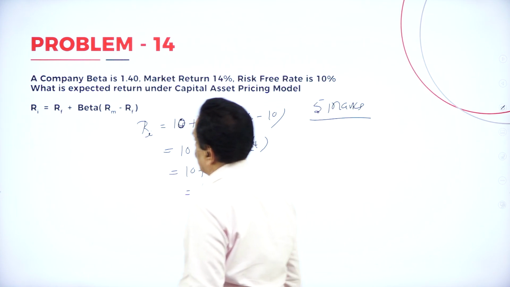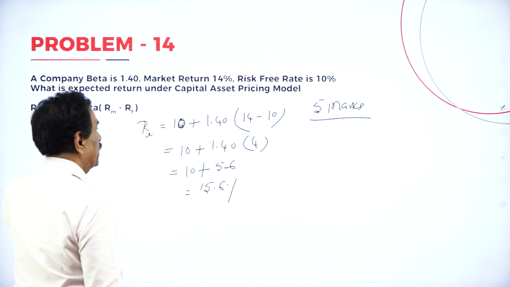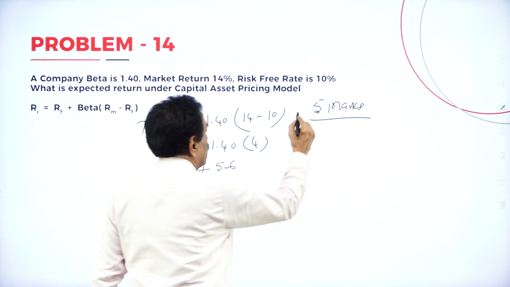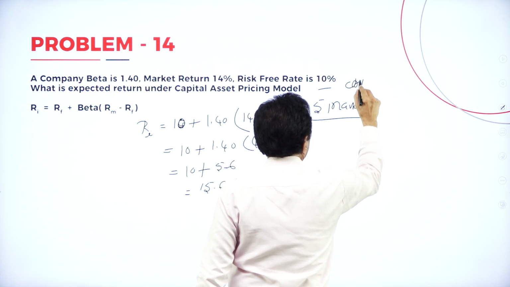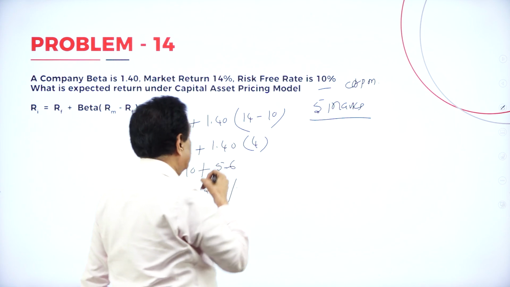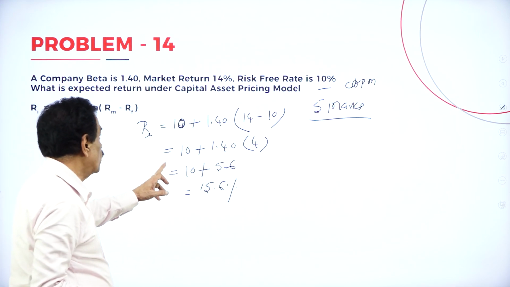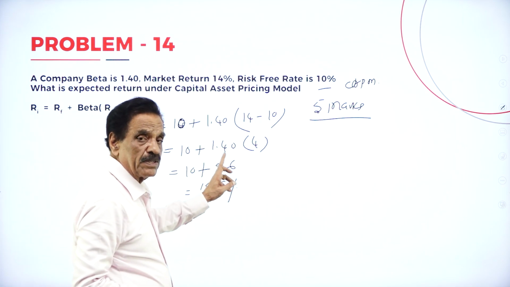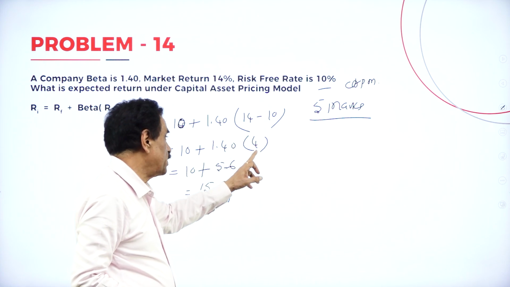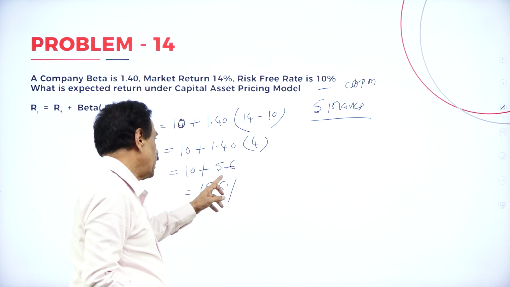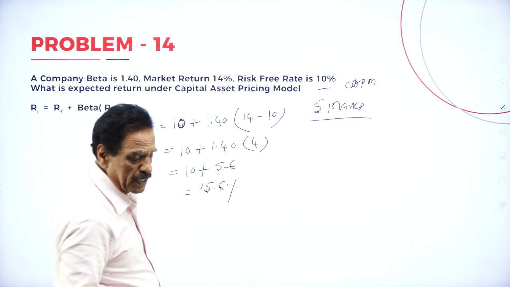What is the formula? The expected return on the capital asset pricing model is called CAPM. So RI is equal to 10 plus 1.4, which is beta, into RM 14 minus 10, so 4. 1.4 into 4 is 5.6 plus 10 is 15.6%.